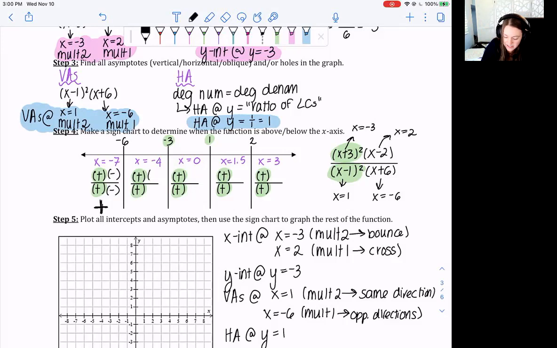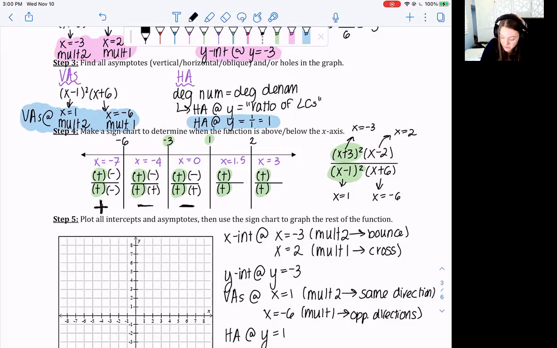-4 minus 2 is a negative. So my claim right now is that it will switch signs, so it should be negative here. And then -4 plus 6, that's +2. And one negative makes a negative, so it did switch sign. And then I'm going to claim that it stays negative here and here because these guys have even multiplicities. Plugging in 0, 0 minus 2 is negative. 0 plus 6 is positive. One negative makes a negative.